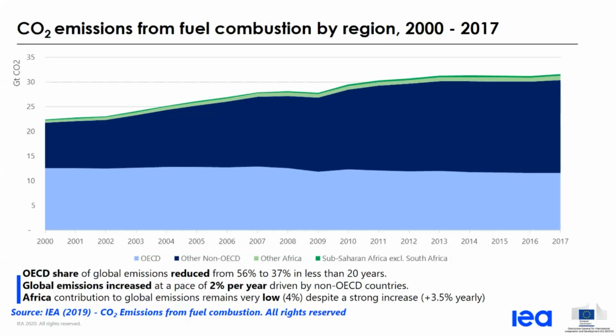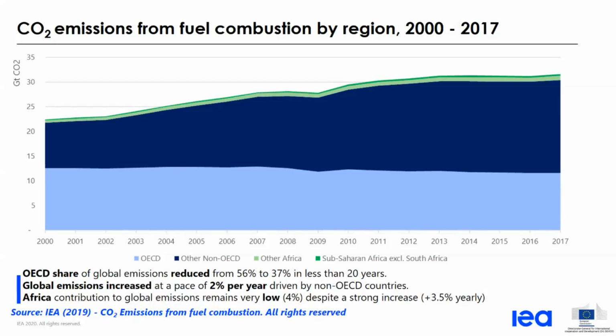This is because non-OECD countries' emissions have been increasing very fast at a pace of, on average, 2% per year, as you can see in the dark blue. And if you want to see Africa, it is the green part on the top, and I divided Africa by sub-Saharan Africa as well. We can see that the percentage in global emissions is still very low. So we are at 4% only today of total global emissions, but the annual increase is actually quite high. We are increasing at a pace of 3.5% per year on average.